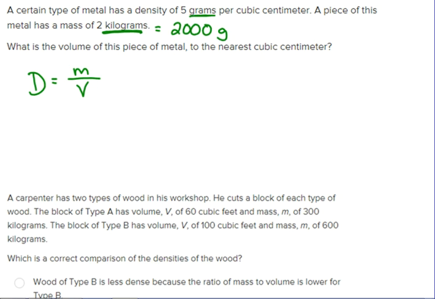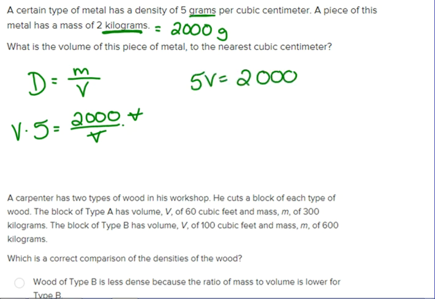Now we can plug it into our equation. Density is 5. Mass is 2,000. We don't know the volume. To solve this, we multiply both sides by V. We've got 5V is equal to 2,000. So then we divide by 5. So our volume is 400 cubic centimeters.